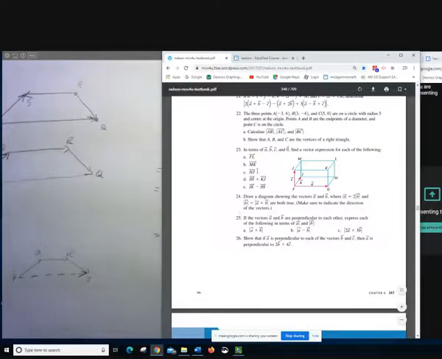Okay, so let's start with A here. First of all, they want us to write it in terms of these vectors here. If I take a look at FL, I'll see if I can do it without drawing it. So I want to go from F to L, in other words the diagonal of this rectangular prism, and I can only use these three vectors. So definitely I would take vector A.